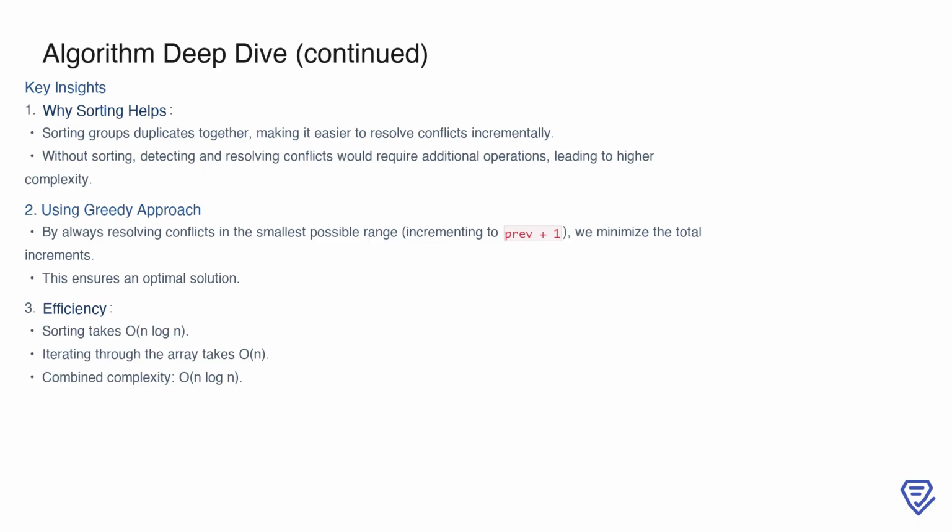In terms of efficiency, the sorting step has a time complexity of n log n, while the iteration through the array is n.